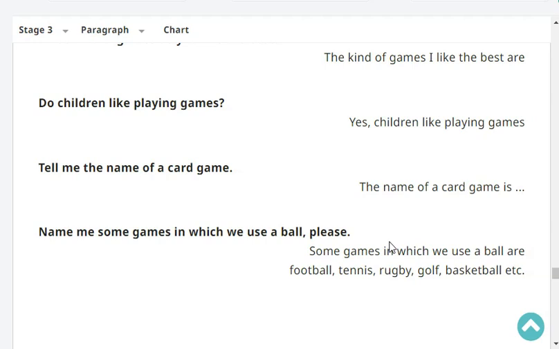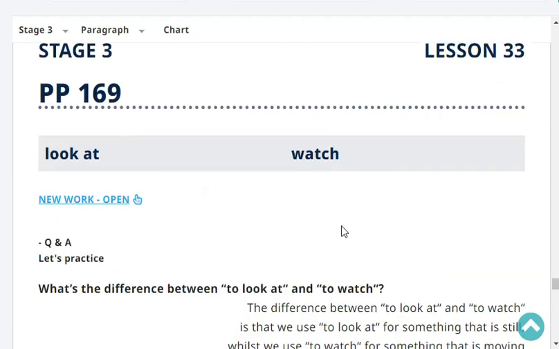Name me some games in which we use a ball, please. Some games in which we use a ball are football, tennis, rugby, golf, basketball, etc. Very good.